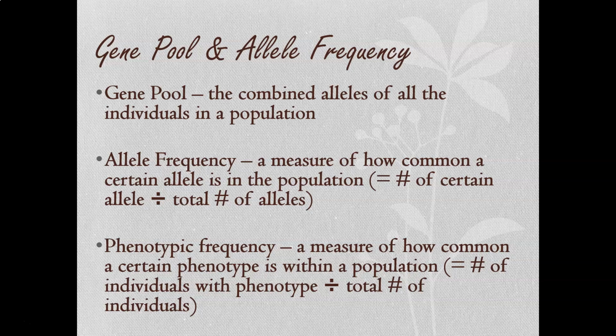So first off, we've got to get some basic vocabulary here. And that's this idea of a population's gene pool. So when we talk about the gene pool, we're talking about all the combined alleles of all the individuals in a population. And we can drill into that gene pool and look specifically at the combination of traits for a particular characteristic, or we can talk about the gene pool collectively for all the traits that exist in that population.